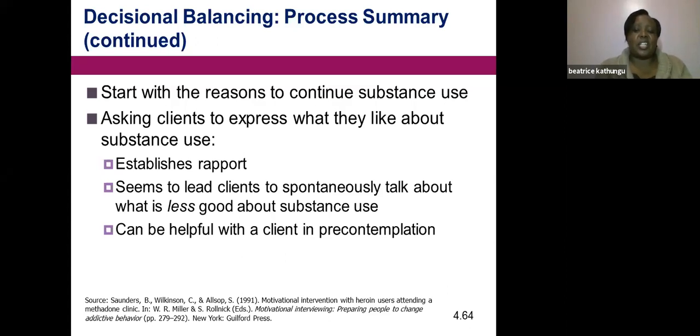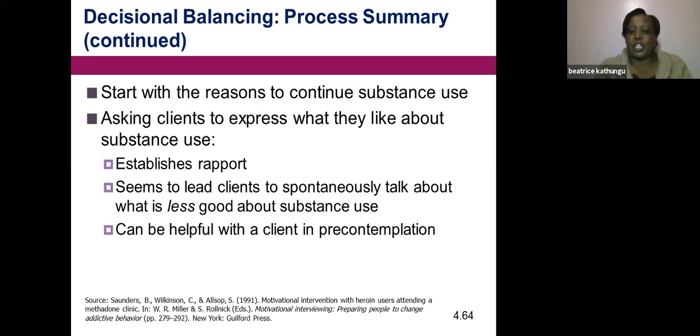They said, I don't think there is any. I think that this substance helps me do A, B, C, D. So you see, they're beginning by telling me all the reasons why they should continue using. So let us start by asking them for those reasons. Those are the ones that they are eager to tell you because they want to justify their position.